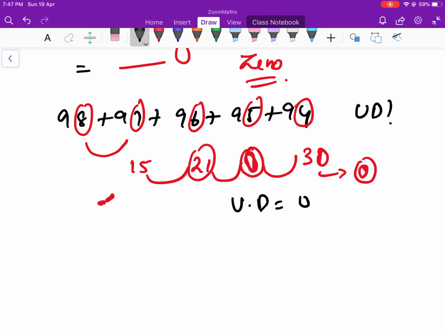Fine, that's all from this video. In the next video, I'll show you how to find the unit digits of numbers which are having powers like say 793 raised to 793. Let's see what's the unit digit of this number. How do you find such unit digits?